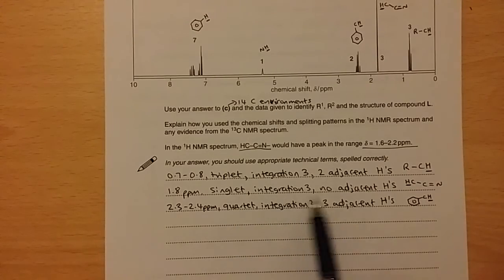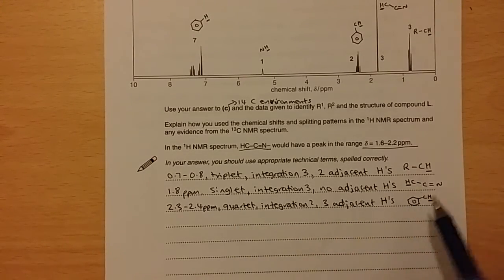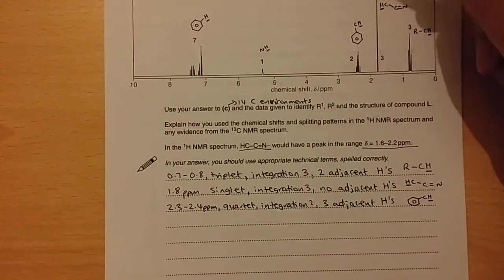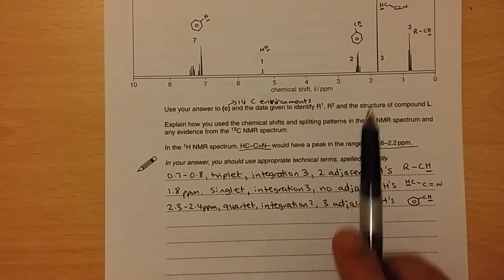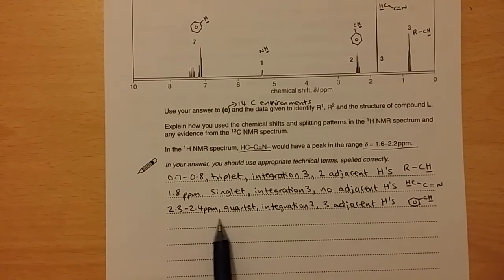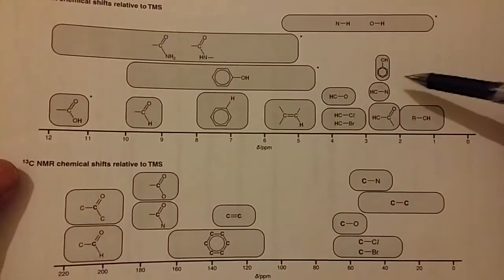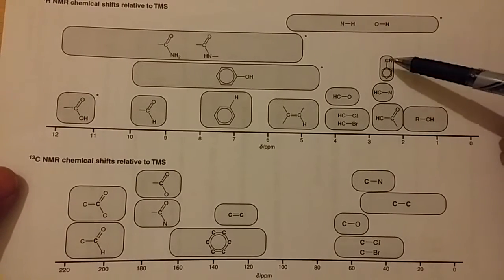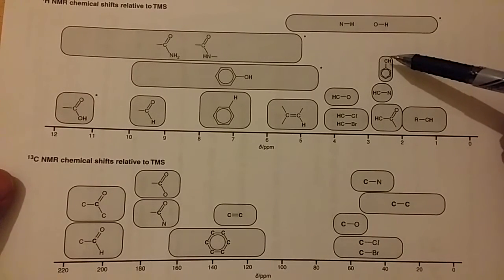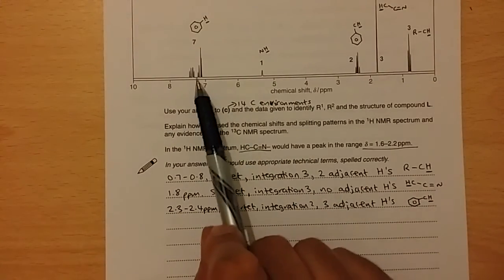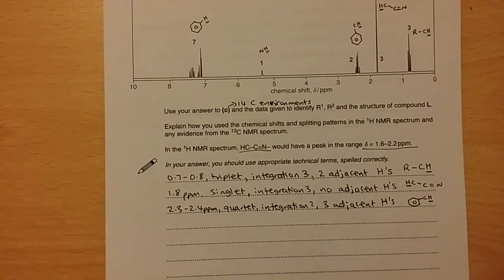Okay, singlet, integration 3, no adjacent H's. That's probably going to be a CH3, so one of the R groups is most likely going to be a CH3. Right, and then you've got 2.3, 2.4 ppm, quartet, integration 2, 3 adjacent H's, and also you know from where it appears, around 2.3 and 2.4, it's going to be one of these. You know it's going to be a CH. The H is on a carbon next to a benzene because you have got aromatic protons.